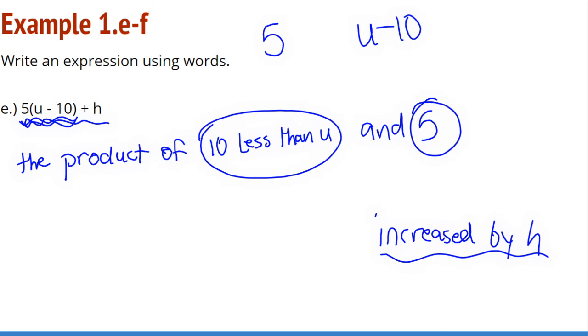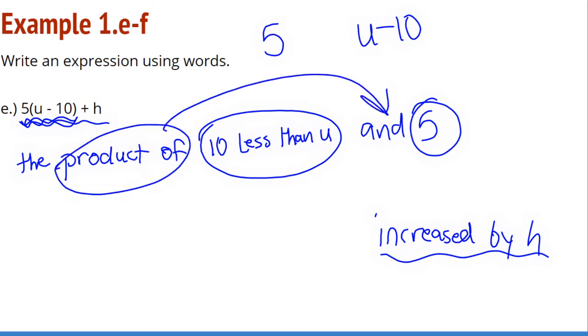So the strategy that I'm showing you here is break this down into smaller parts and think about how you can construct this together so that you have a nice complete statement. So the product of 10 less than u and 5. So the product connects with the and. I know this is a factor and this is a factor. And then I'm going to say increase by h, which is going to be adding.